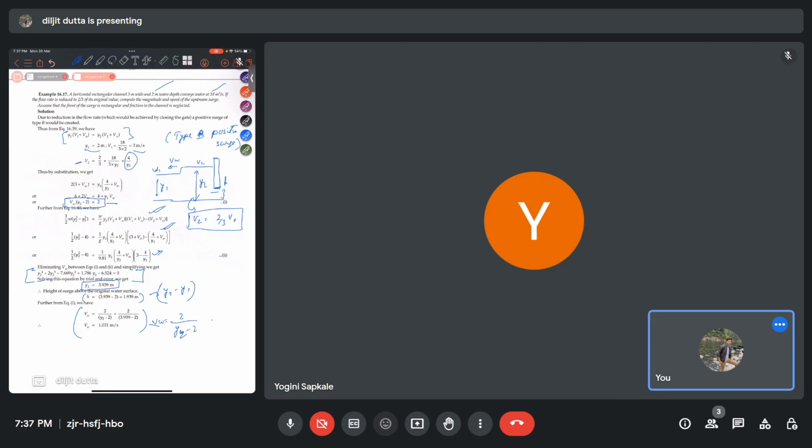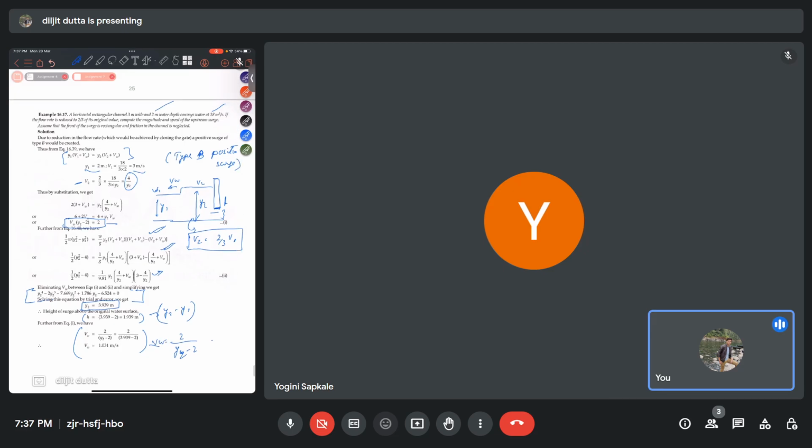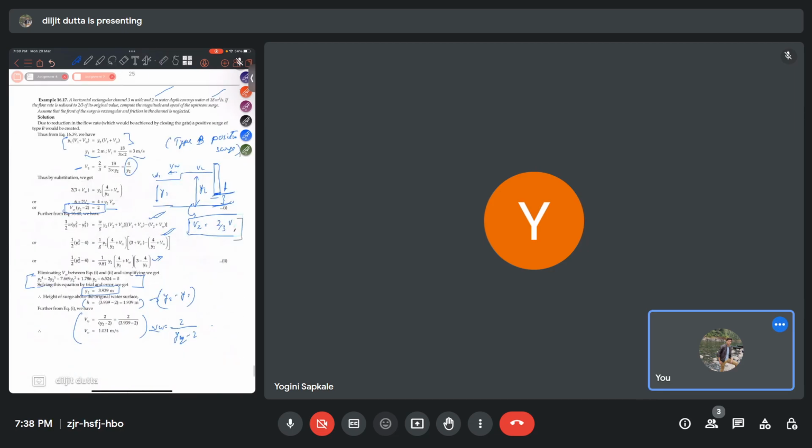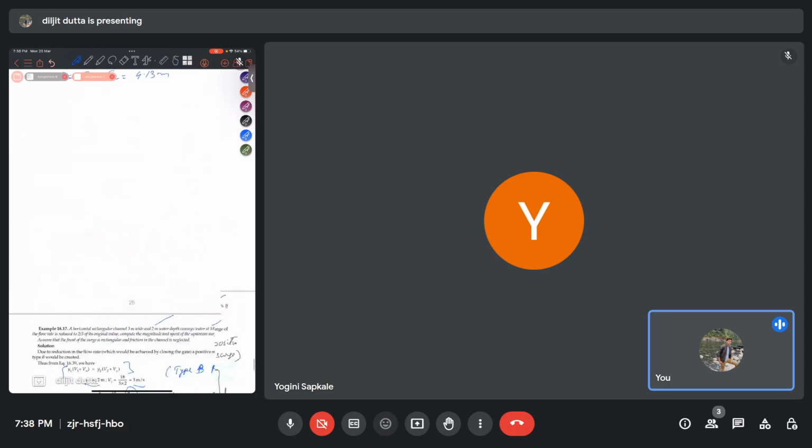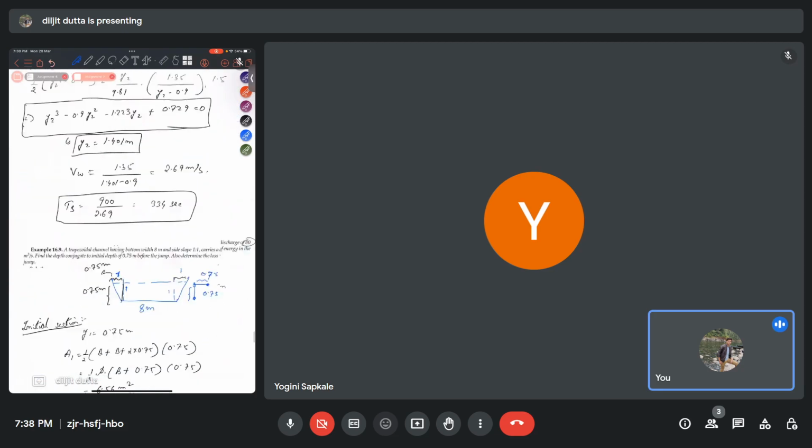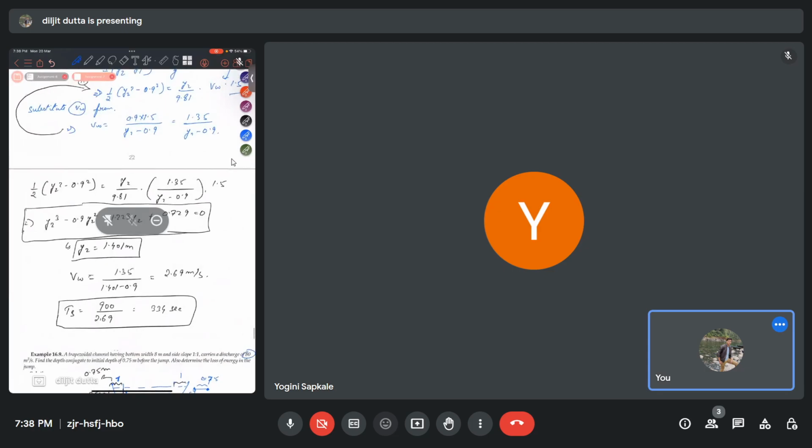It's similar to the first problem, where the only difference is that in the first problem of surge, we have seen that the gate is completely closed, but here the gate is not completely closed, it is kept closed partially, so that there is a reduction in the flow velocity. Okay, so I have discussed some problems. If there are any doubts, you can ask me. I will wait for some time, and if there are no doubts, we will close the session.